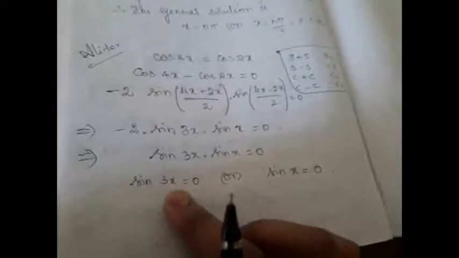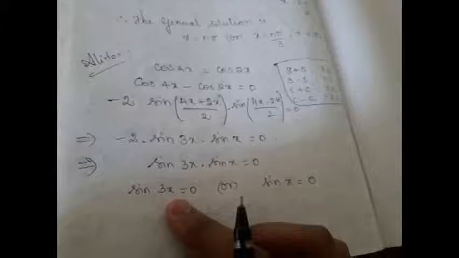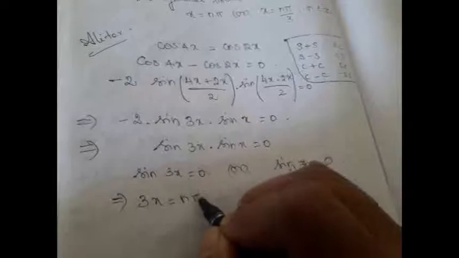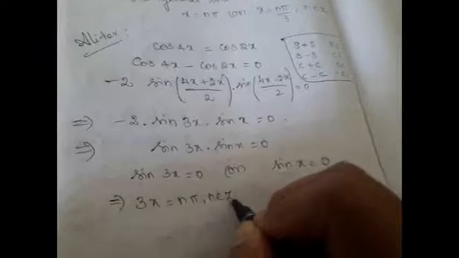When will this be true? Either sine 3x should be equal to 0 or sine x should be equal to 0. Right? The sine value becomes 0 when the angle takes an integral multiple of pi. So this implies 3x equal to n pi, where n belongs to Z.